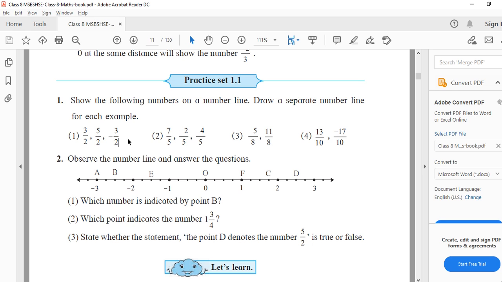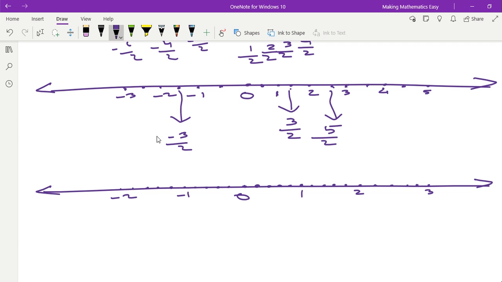So the first number is 7 upon 5. We need to show 7 upon 5 on the number line. So this is my 1 upon 5, 2 upon 5, 3 upon 5, 4 upon 5, 5 upon 5, 6 upon 5, and this is my 7 upon 5.